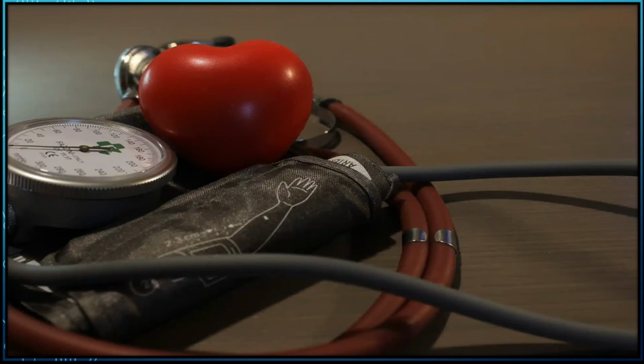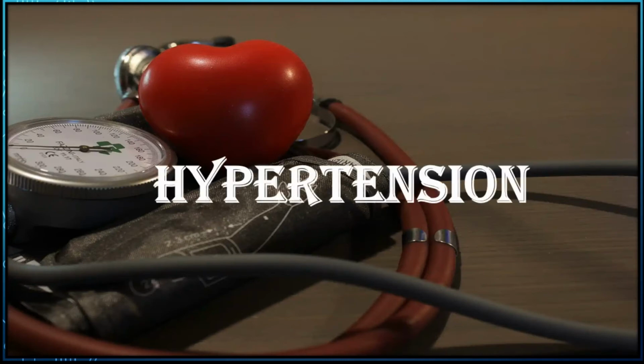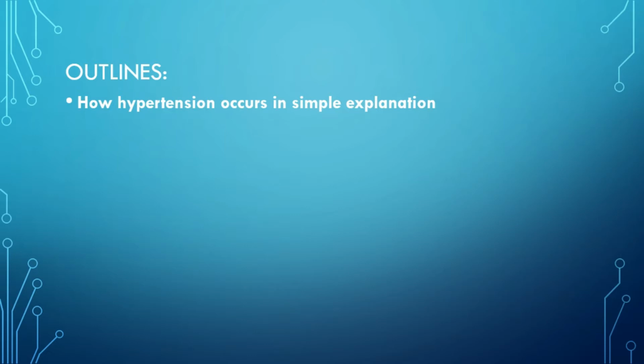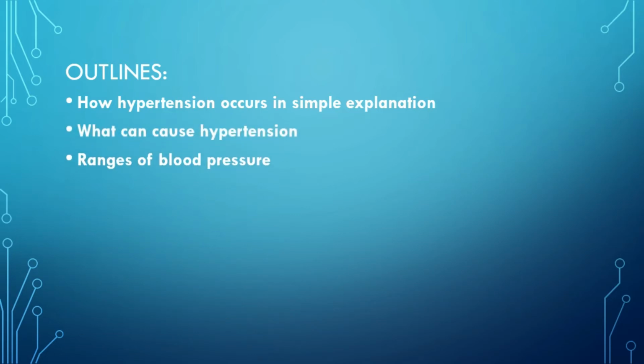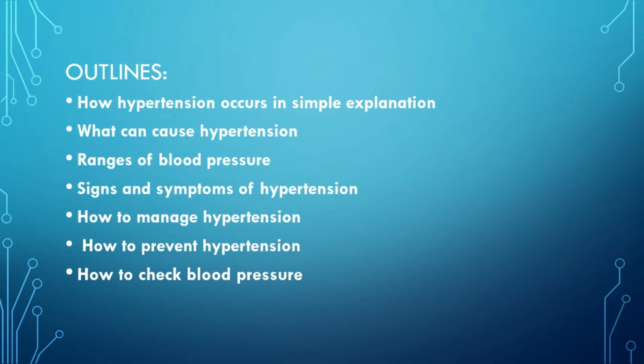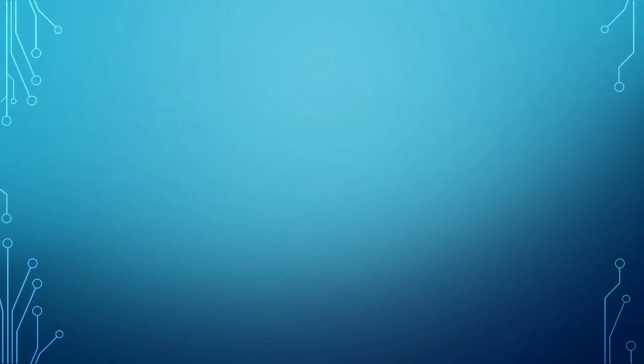Welcome. Today we will talk about hypertension. So our outline is how hypertension occurs in simple explanation, what can cause hypertension, ranges of blood pressure, signs and symptoms of hypertension, how to manage hypertension, how to prevent hypertension, and how to check blood pressure.